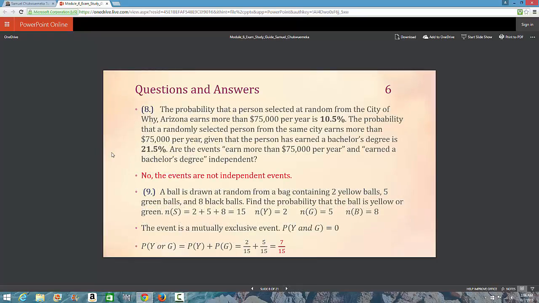Question 9. A ball is drawn at random from a bag containing 2 yellow balls, 5 green balls, and 8 black balls. Find the probability that the ball is yellow or green. So first of all, we get the sample space, 2 plus 5 plus 8. That gives us 15. The cardinality of event yellow is 2, cardinality of green is 5, and cardinality of black is 8.